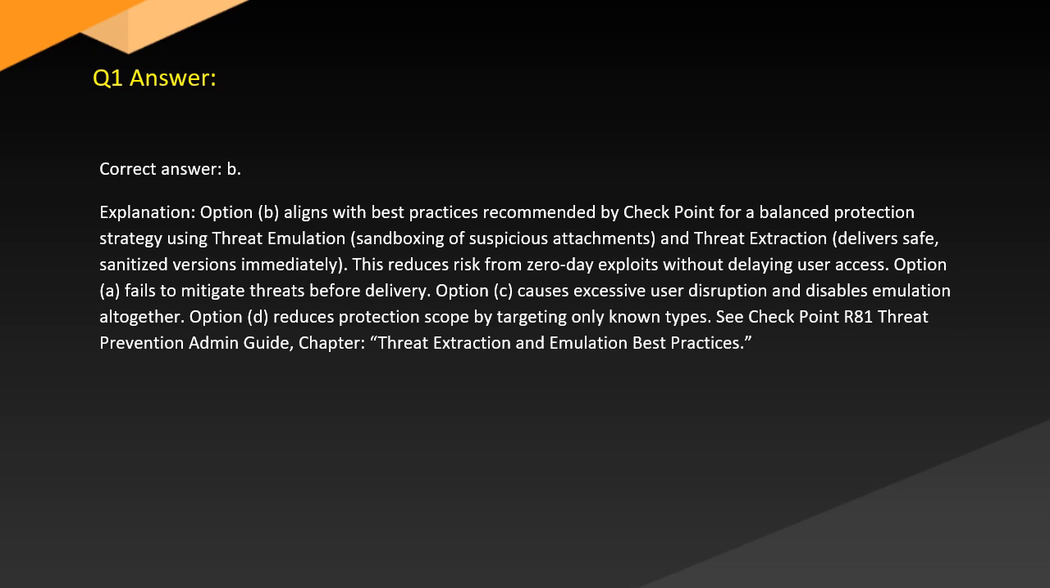This reduces risk from zero-day exploits without delaying user access. Option A fails to mitigate threats before delivery. Option C causes excessive user disruption and disables emulation altogether. Option D reduces protection scope by targeting only known types. See Check Point R Threat Prevention Admin Guide, chapter Threat Extraction and Emulation Best Practices.